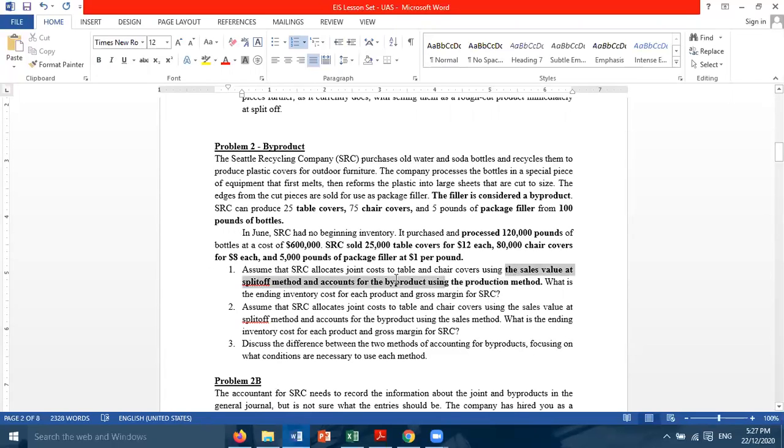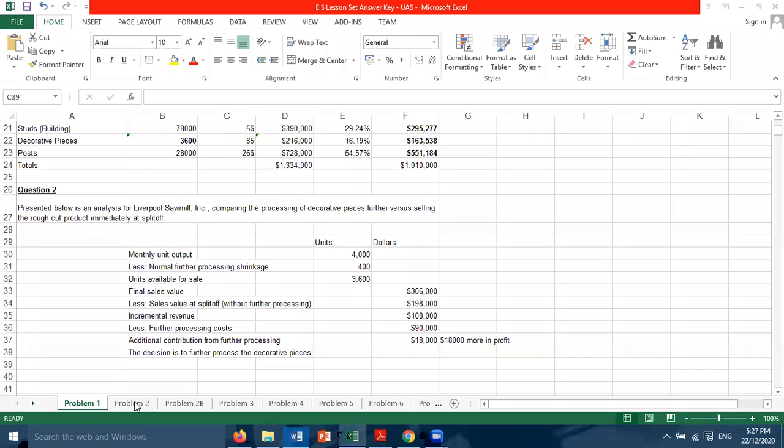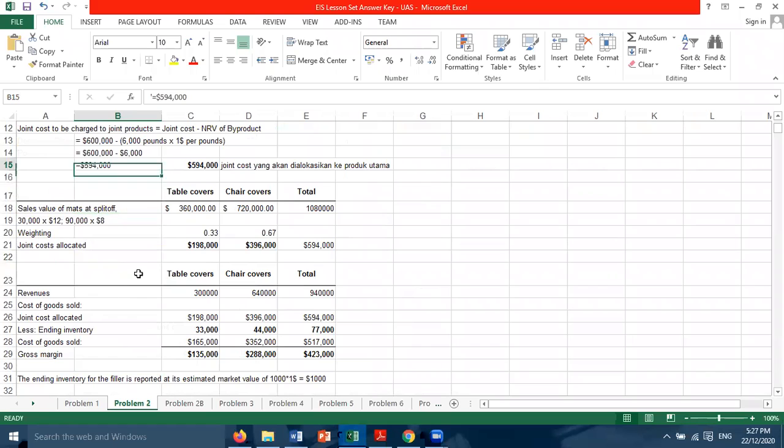Once again, we're asked to allocate joint cost using the sales value at split-off method. So all we need to do is practically repeat the same thing that we did before. Here, I already calculated the sales value at split-off, which is just 30,000 times $12 for table covers and 90,000 times $8 for chair covers. Then we total them up and make the weighting based on this sales value. Once you make the weighting, all we need to do is multiply the joint cost with the weighting.